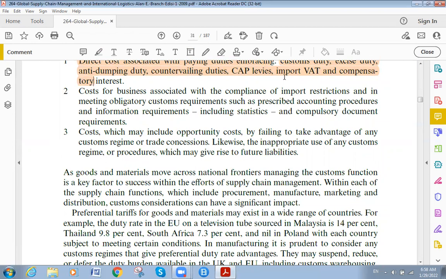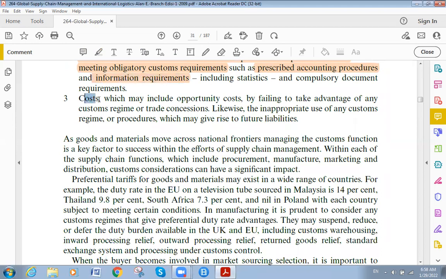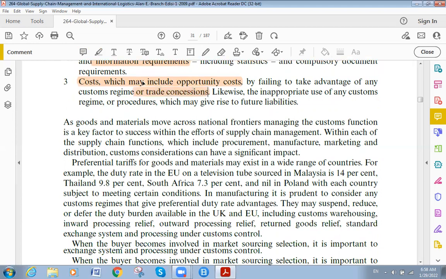Also CAP levies, import VAT, and compensatory interest. Second, costs for business associated with compliance with import restrictions and meeting obligatory customs requirements such as prescribed accounting procedures and information requirements. Third, costs which may include opportunity cost by failing to take advantage of any customs regime or trade concession.